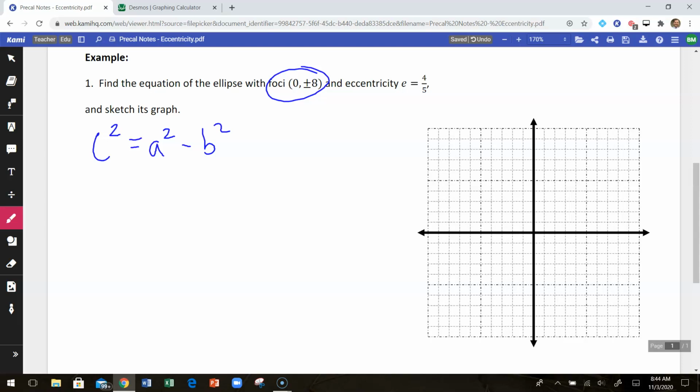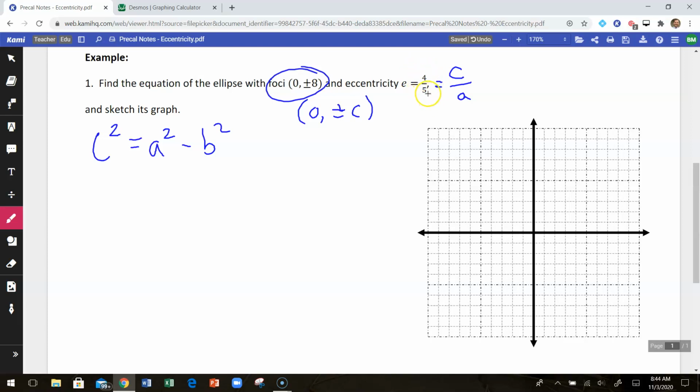So, what else do I know? I know the eccentricity is 4 over 5. Now, that's supposed to be c over a, right? So, the eccentricity is c over a, 4 over 5. But the coordinates of the foci are 0, comma, plus or minus c, right? So how can c be 8 and also 4? Well, trust what you see for the foci. The eccentricity value could be reduced, and that's what's going on here.